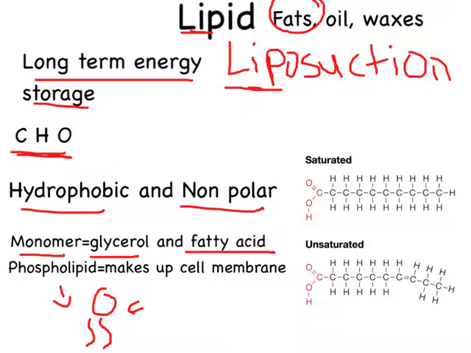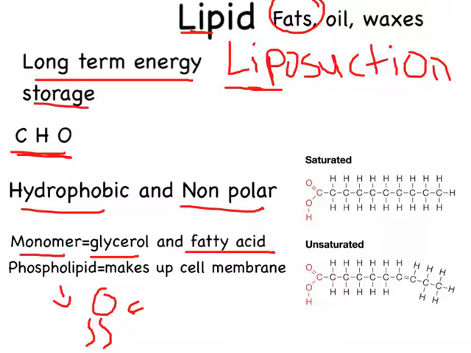Now let's take a look over here at these two structures I have on the screen. All right, the top structure says saturated, and the bottom structure says unsaturated. What do you notice is different between the two structures?